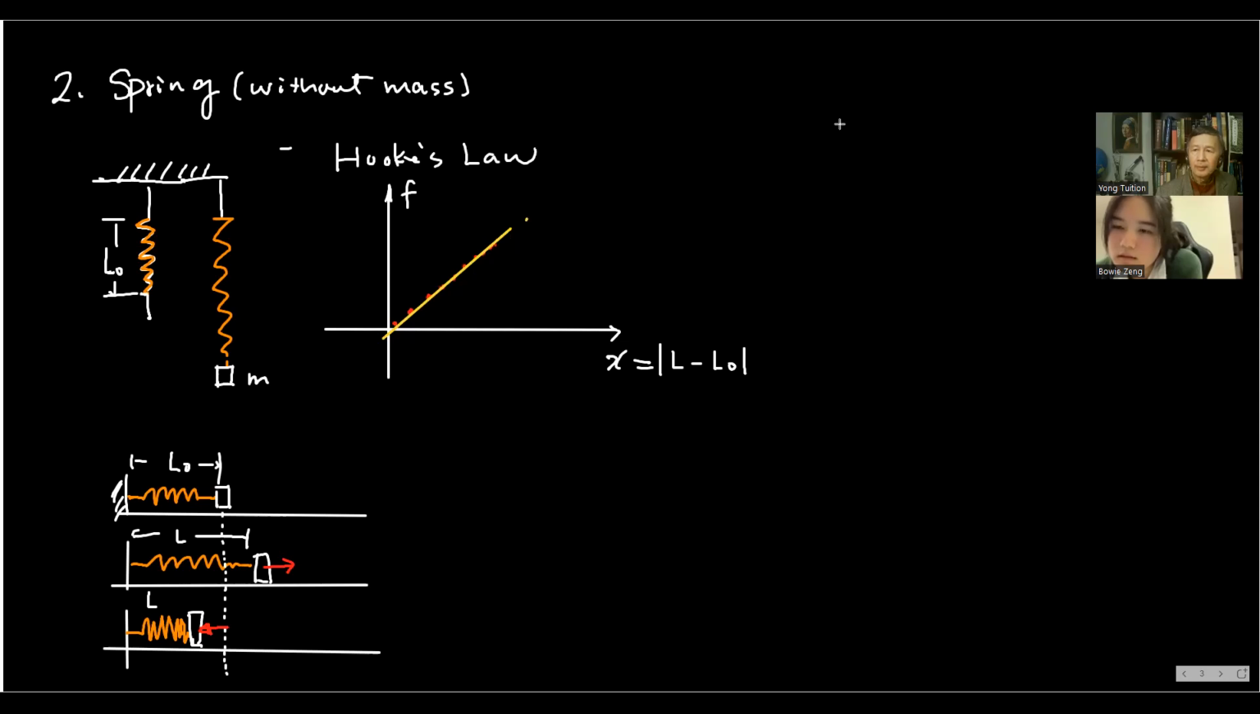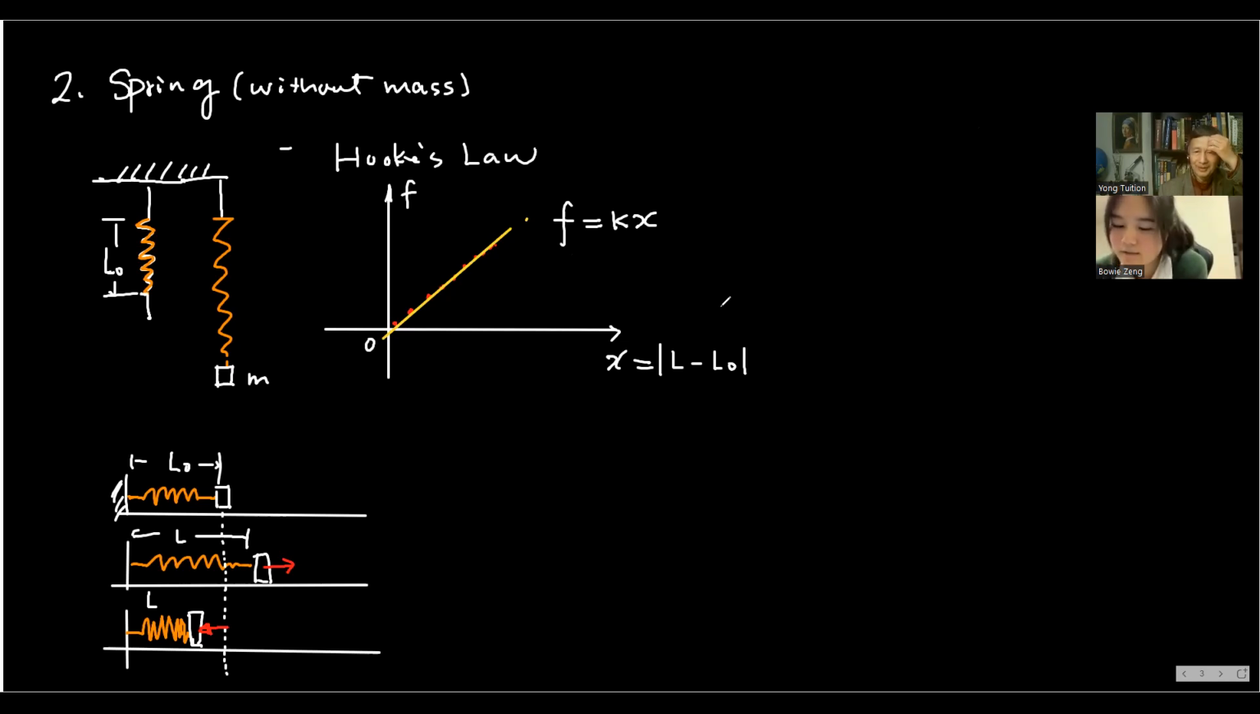So how can we describe this formula? Do you want to try? How do we use a mathematical equation to describe this straight line? It's a linear equation, right? So F should be equal to a constant multiplied by x. That's it. That is Hooke's law.